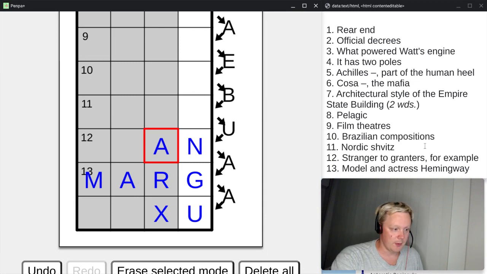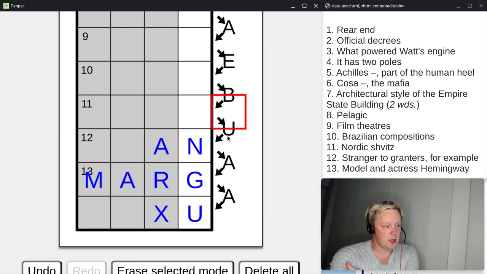So that's an example. That's why, for example, is there. And now we have some ending letters for this 11. So 11 is going to end U and A. Nordic Schwitz.